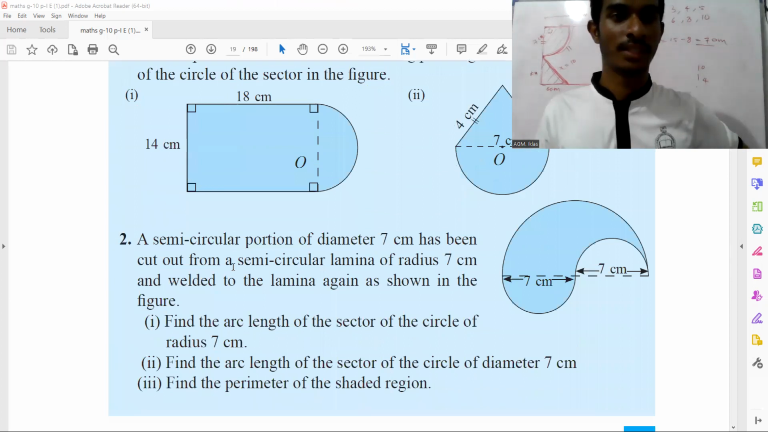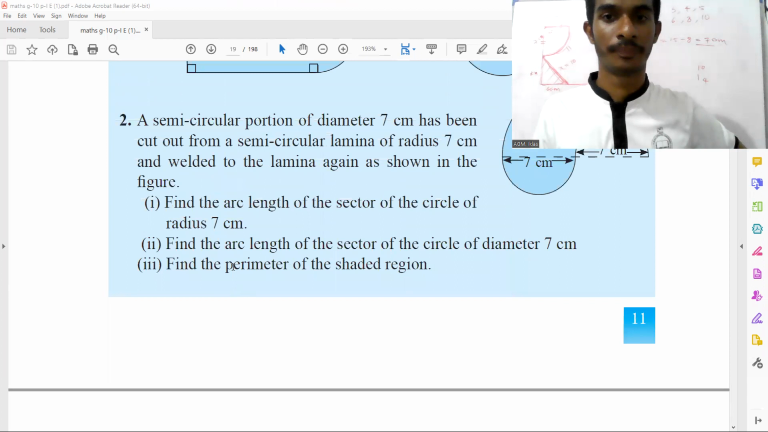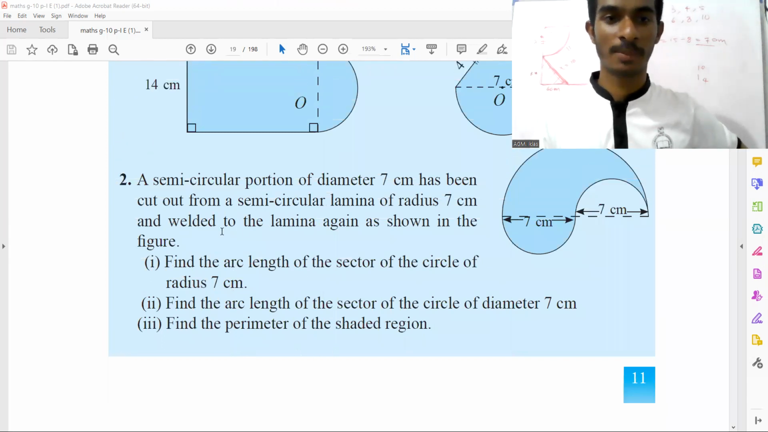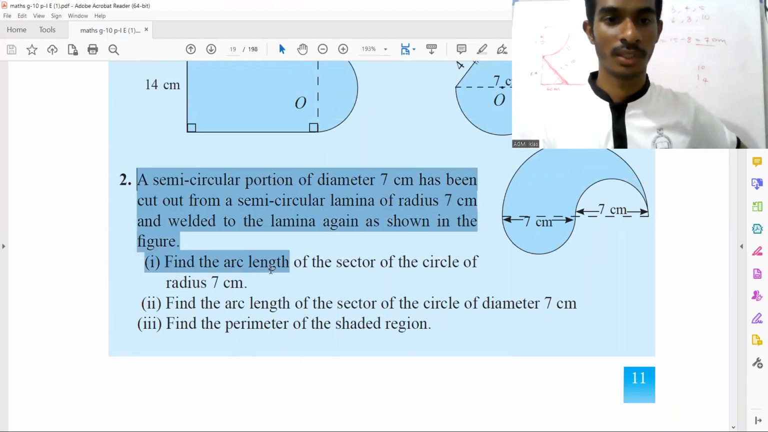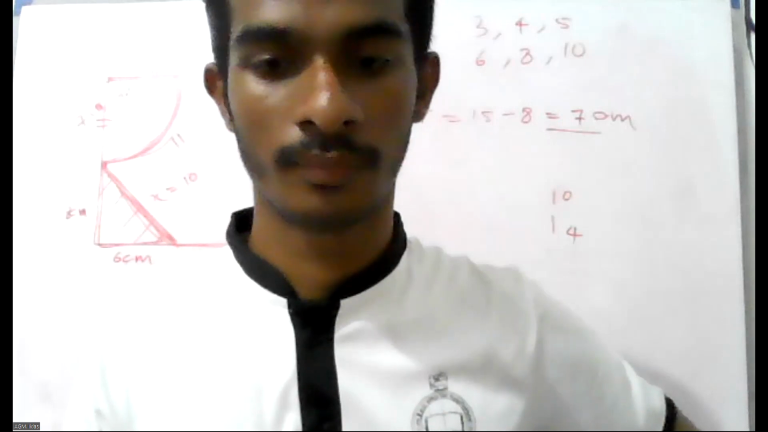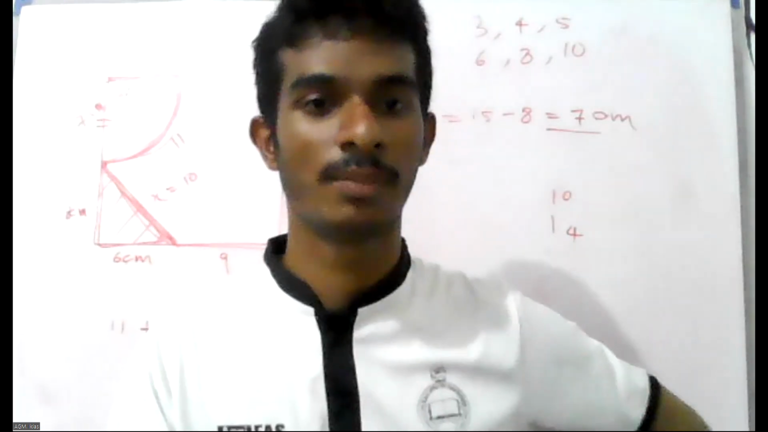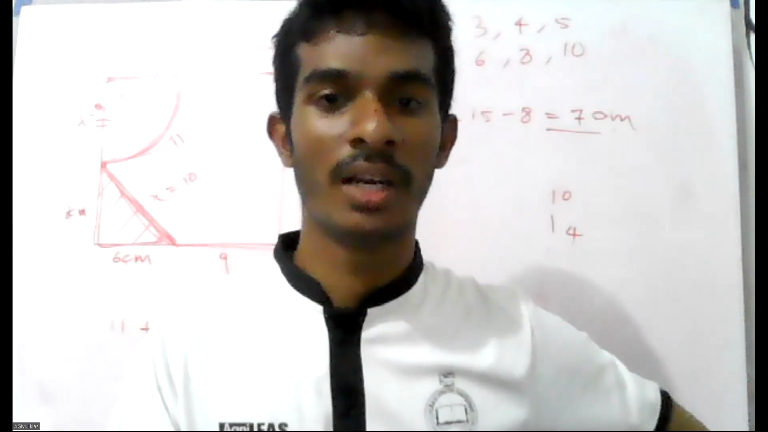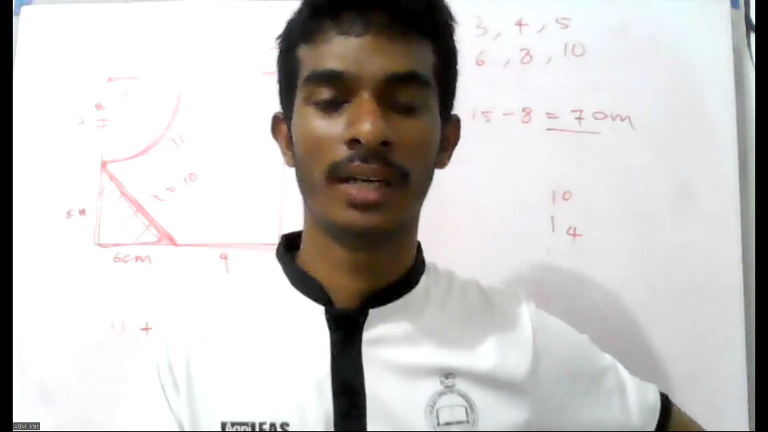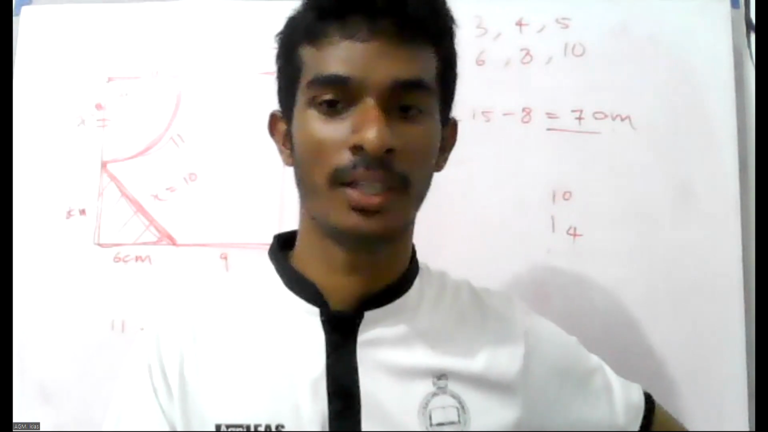Now we have exercise 1.3. You can try it. Now I'm going to explain this question. You can see it in your book. A semicircular portion of diameter 7 centimeter has been cut out from a semicircular lamina of radius 7 centimeter and welded to the lamina again as shown in the figure.